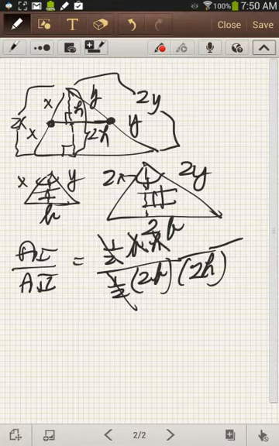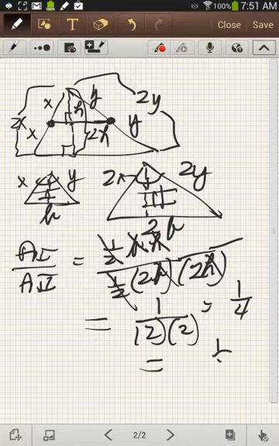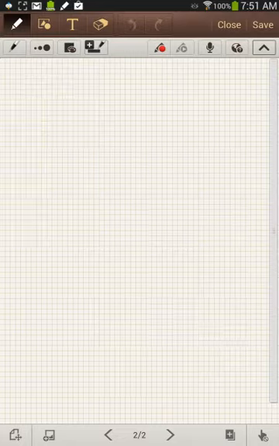The b's and the h's will go out, and we're left with a 1 on top over 2 times 2, which is 1/4. But what's another way to write that, folks? We're right back to our square relationship. So even for similar triangles it works, and we could demonstrate this with other figures. Well, let's look at it from another point of view.